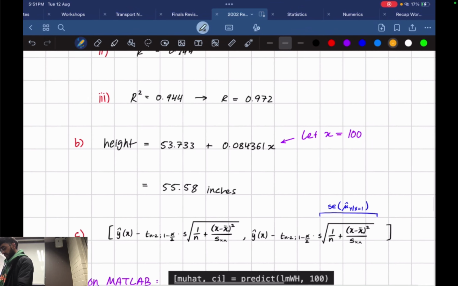Okay, so take a look here. We have a height, and I'm going to let x equal 100.